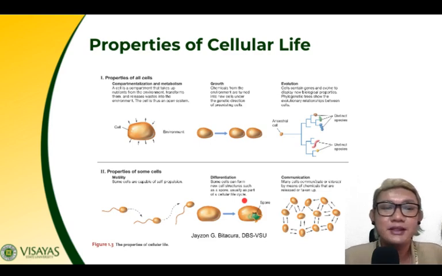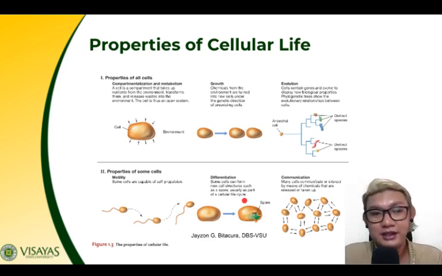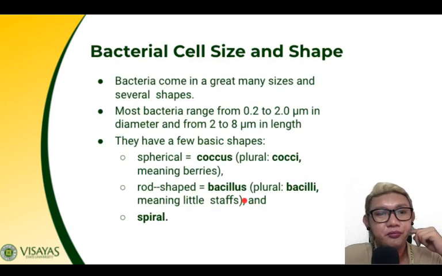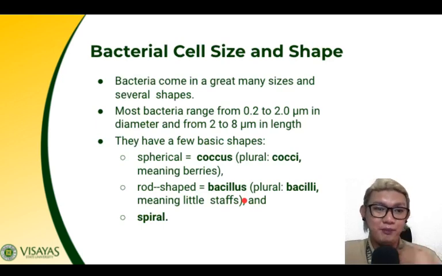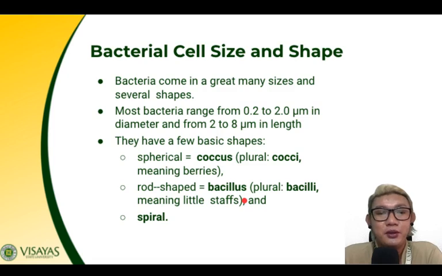Again, the properties that are just found in some types of cells are motility, differentiation, and communication. Bacteria come in a great many sizes and several shapes. Most bacteria range from 0.2 to 2 micrometers in diameter and from 2 to 8 micrometers in length. There are a few basic shapes. The spherical ones are called coccus, plural cocci, meaning the cells are like berries. They may be round or oval.